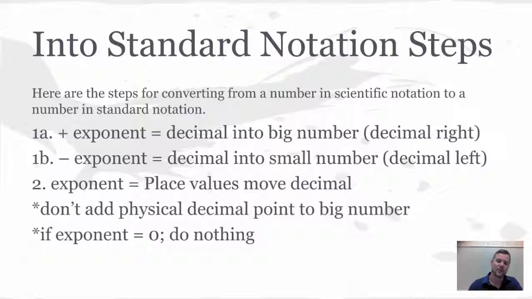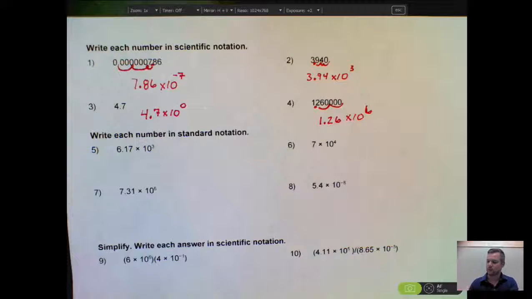For big numbers, remember not to add a physical decimal point because that'll make more sig figs most likely than what you need. And then for exponent of 0, we're not going to do anything. It's telling you to move 0 times. Some problems here.